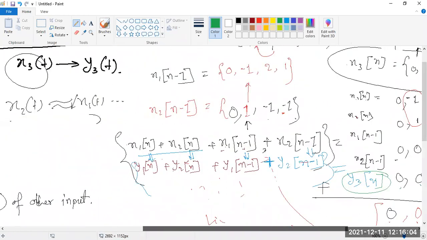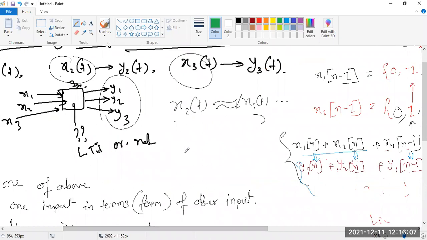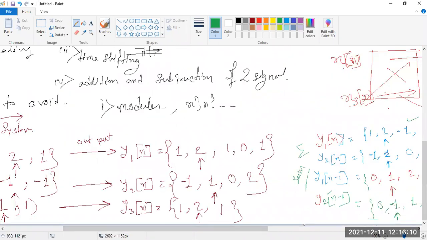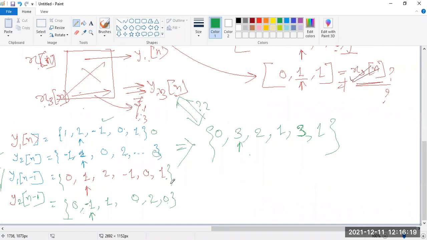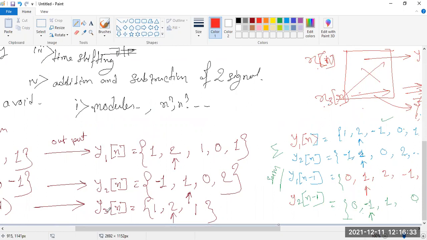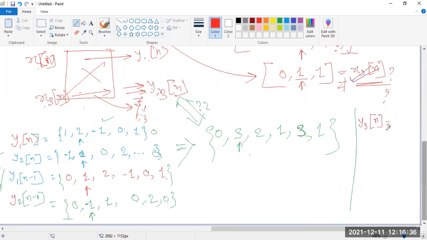Yes, your y3 is 1, 2 and 1. 1, 2 and 1, and 2 is at that point. So your y3 is original, you can see here it is written, y3 is 1, 2 and 1, and 2 is the initial point. So that is 1, 2 and 1, that is the initial point. Okay.